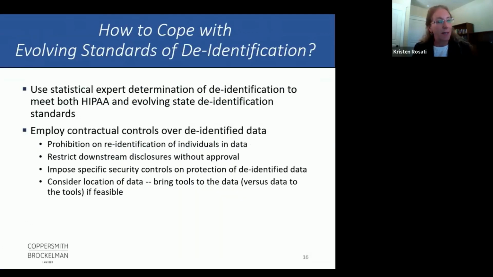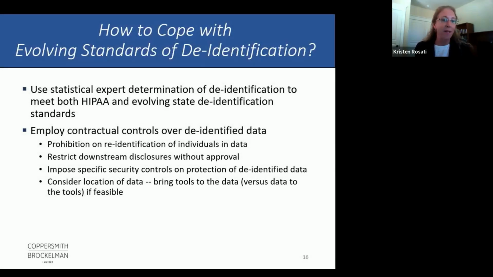So how does a cancer researcher or an institution who is assembling cancer information or information about cancer patients, including de-identified information, cope with the evolving standards of de-identification? First, I recommend that it's a good idea to get a statistical expert determination of de-identification rather than relying on the HIPAA safe harbor method of de-identification. And the reason is you can get a statistical opinion to cover both HIPAA, state, and international standards for de-identification of information to cover the waterfront.